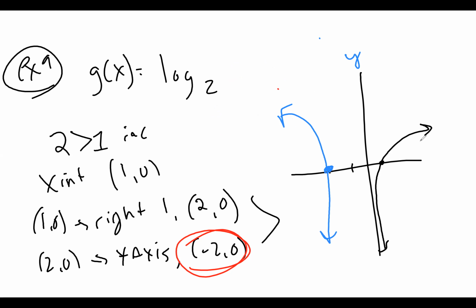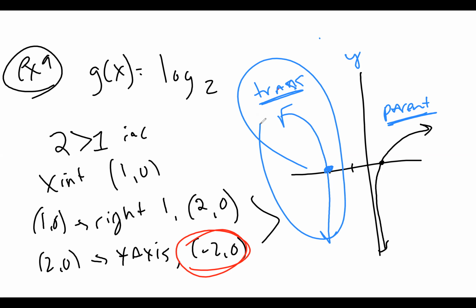So this is what we call our parent function before we did any transformations to it. And then this line over here is my transformation line. Okay. And this will be the answer. I just put the black line on there to show you guys how the transformation is happening.